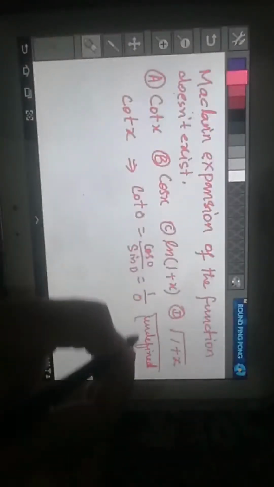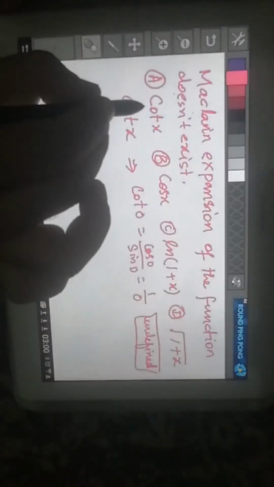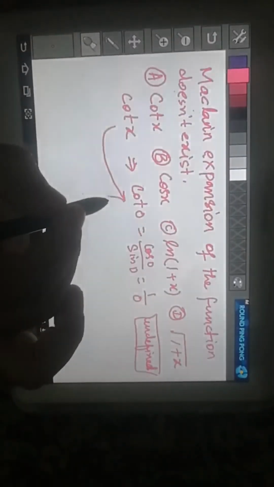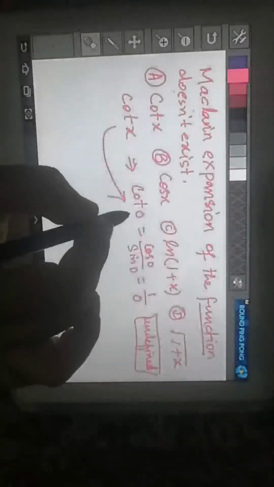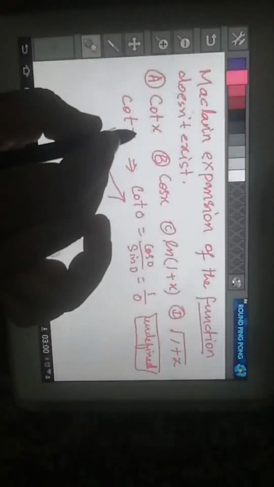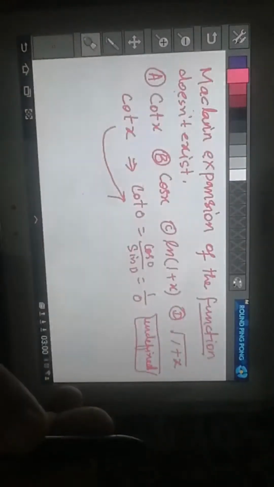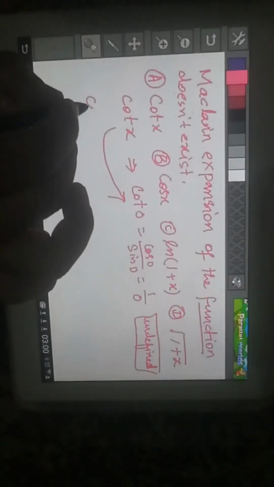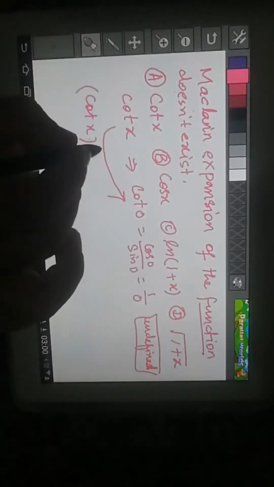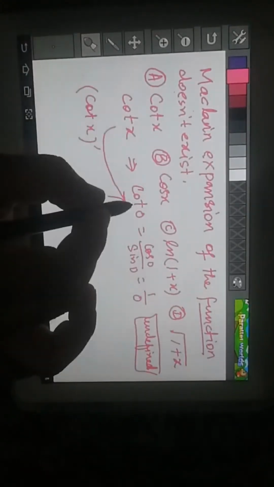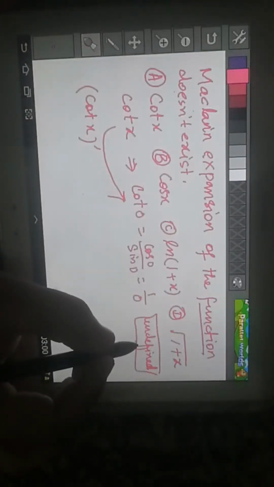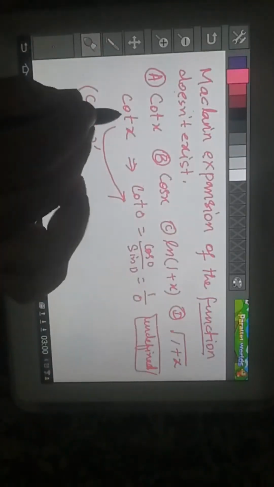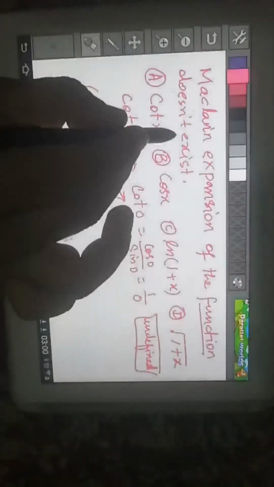It means this function is not defined on 0. A Maclaurin series exists for a function which is itself defined on 0, along with its derivatives. Now if we talk about cotangent x, you know that function is not defined on 0. It is actually undefined. When we put 0, we get something that is called undefined. It means its Maclaurin series doesn't exist.